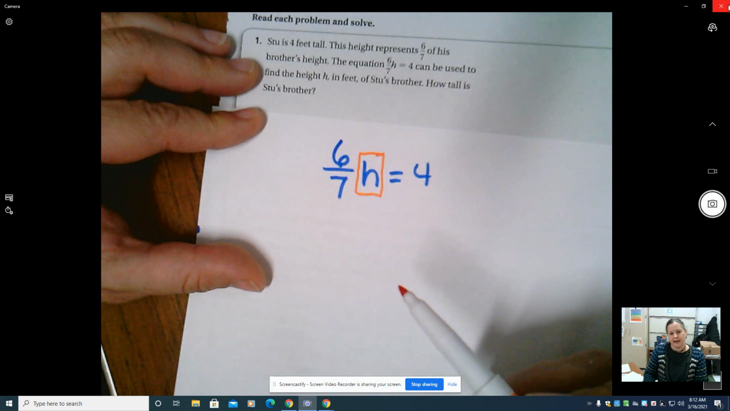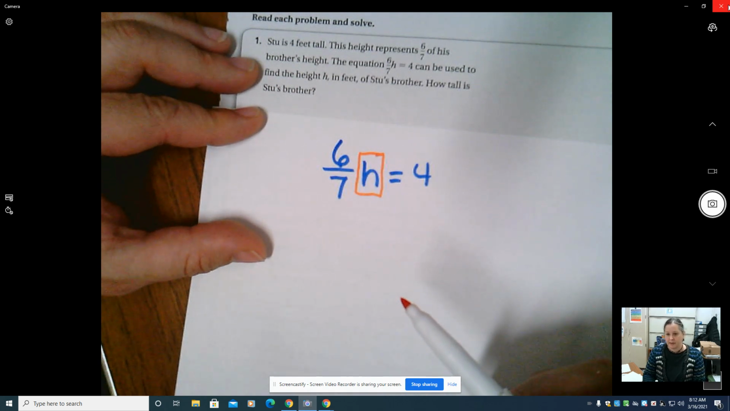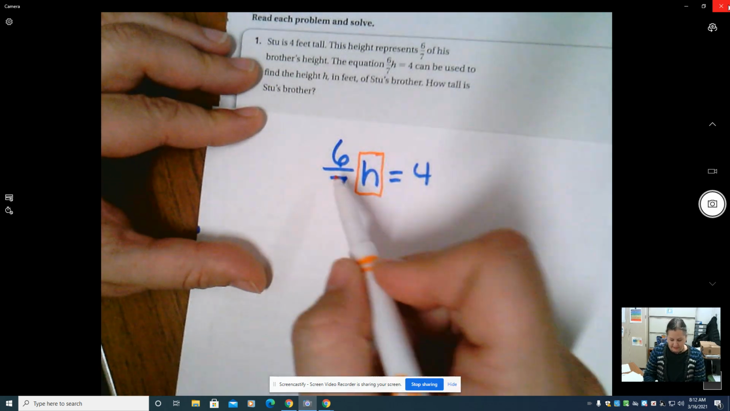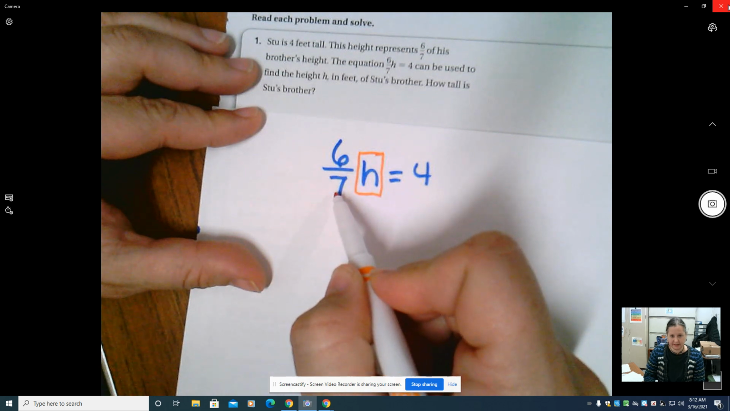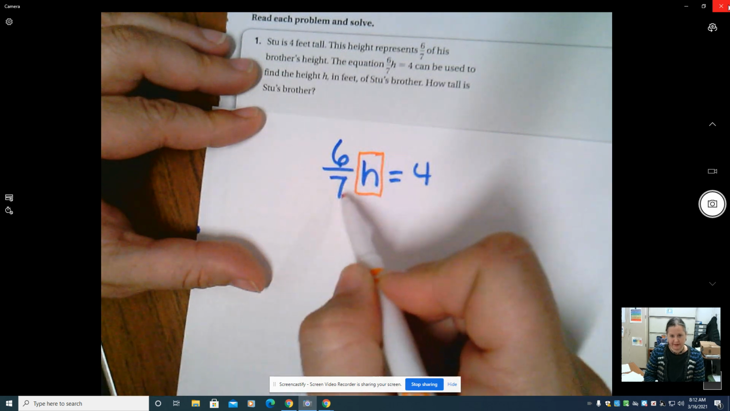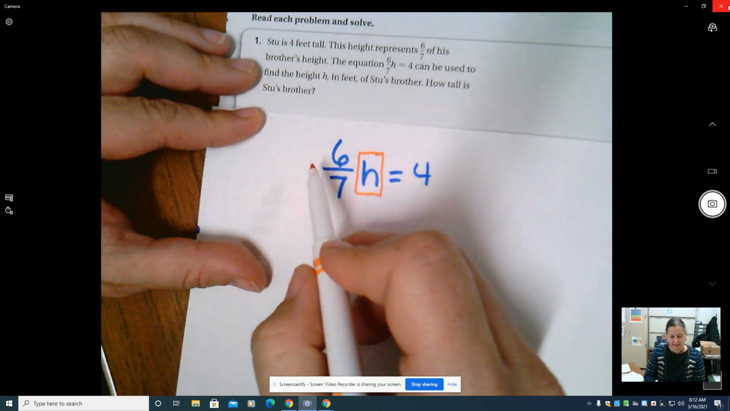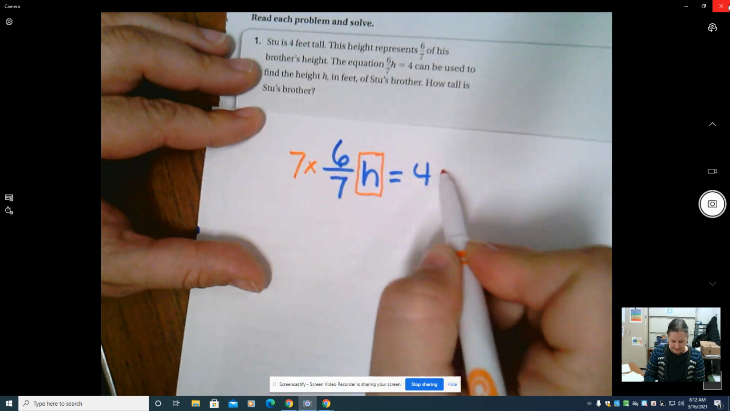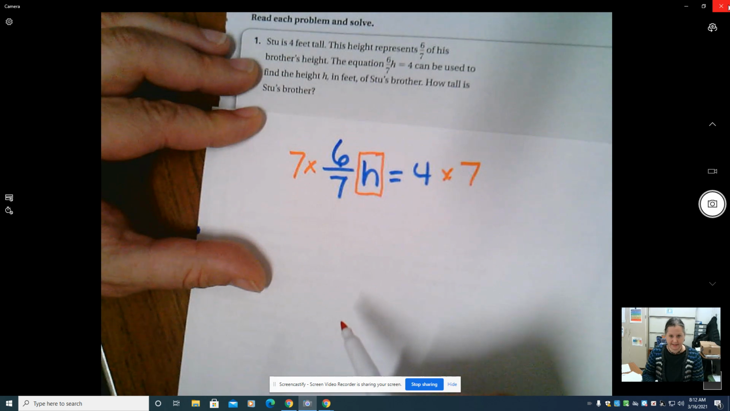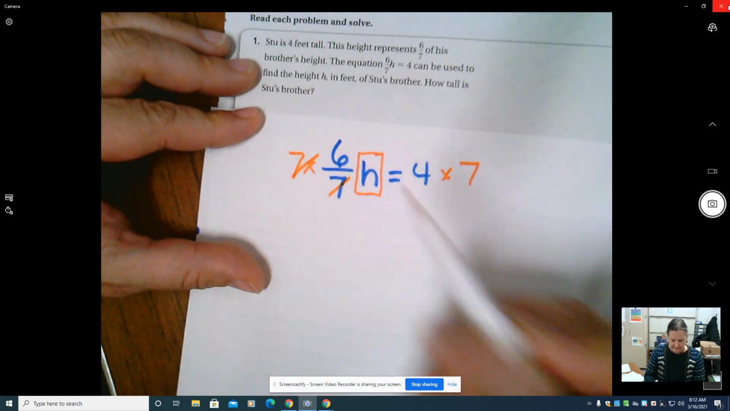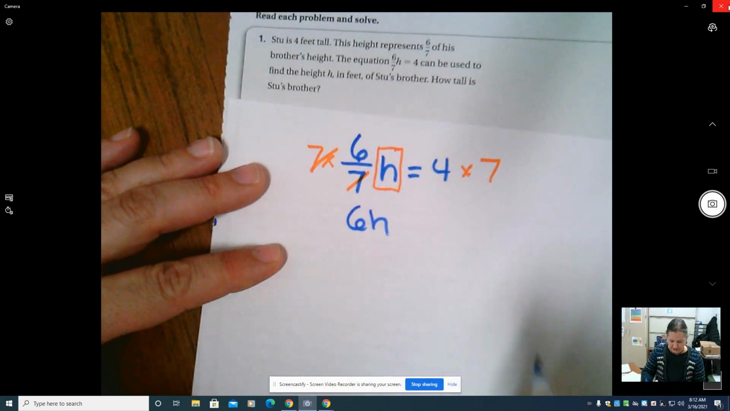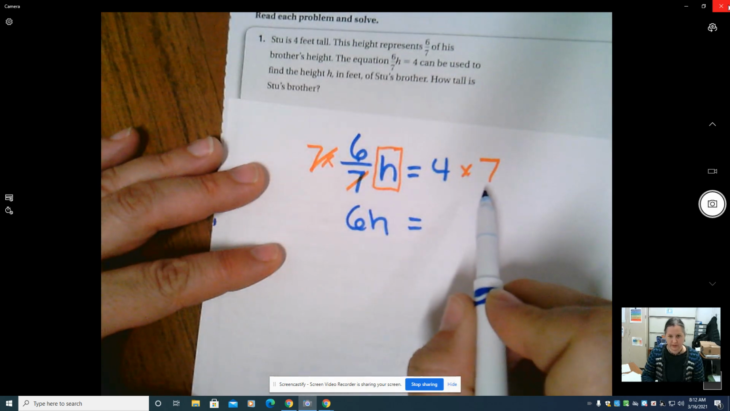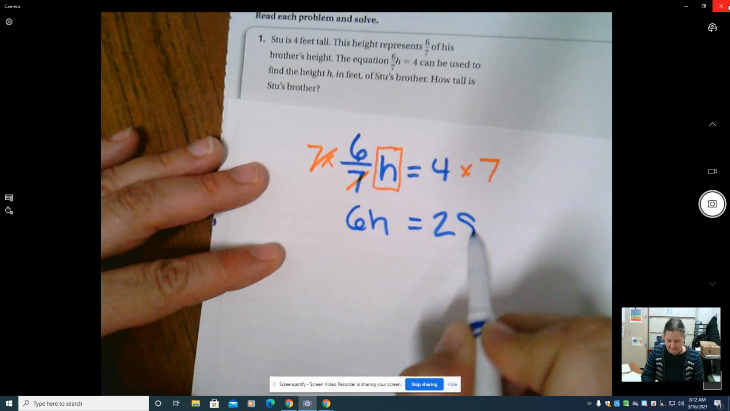And then your next step is to try to get rid of the fractions by multiplying by the denominators. So here we have a 7. This is 6h divided by 7. And so we are going to do the inverse operation, which is to multiply both sides by 7. And on this side, that will cancel those 2 out. We're left with just 6h. And then on this side, 4 times 7 is 28.